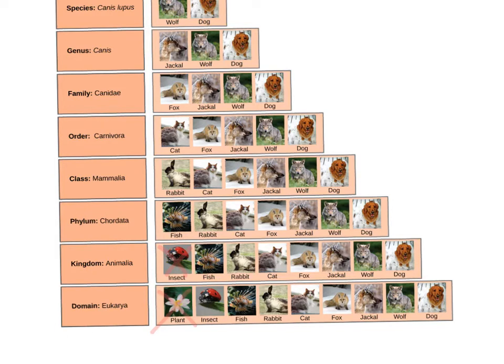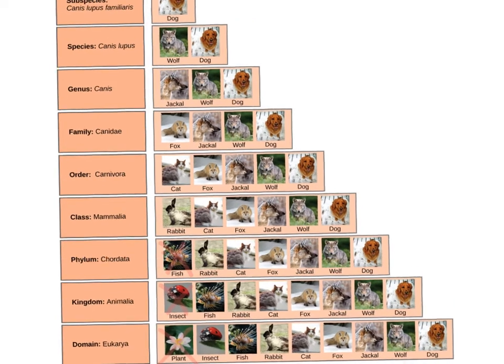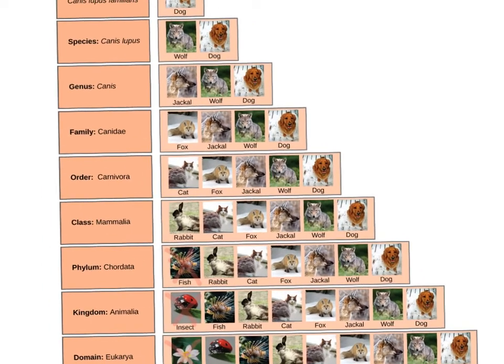Let's see. Then we move on to mammals. Mammals are going to be warm-blooded. They're going to be able to nurse their young. They usually have fur. So that gets rid of the fish. It's not a mammal. And then we keep narrowing it down. Carnivore, which means it's a meat eater only. So rabbits are eating grass and clover and things, so that takes them out. So now we've got our carnivores here. We've got our cat, fox, jackal, wolf, and dog.